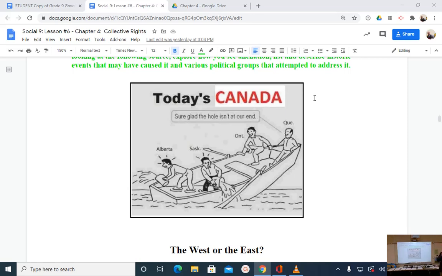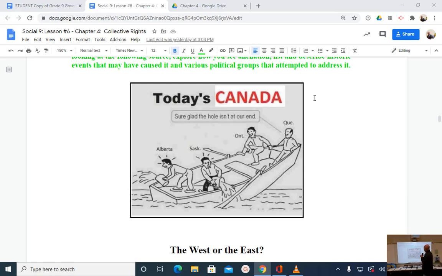Now, I asked you a moment ago, which position would you rather be in? Ontario and Quebec kind of get to sit back and not deal with the hole. But the reality is, would you want to be in a boat with a hole in it? Eventually, everyone sinks, including Ontario and Quebec. So even if they say, hey, sure glad the hole isn't at our end, they're still going to be affected by the hole.